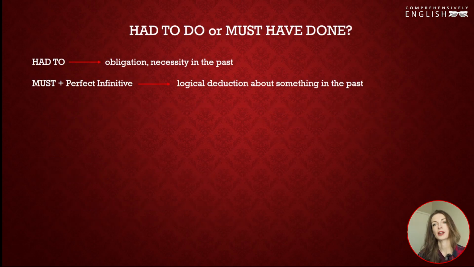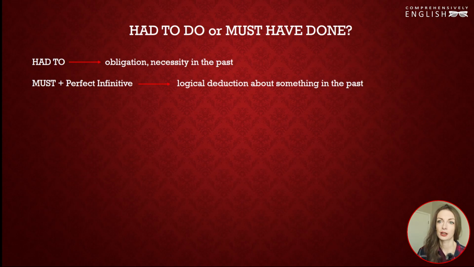Had to or must have done. Now let's see what is the difference between using have to in the past and using must plus have plus past participle in the past. Had to expresses obligation, necessity in the past, which is very logical. Have to expresses them in the present, had to expresses them in the past and is used instead of must, because must is not used in the past. Must plus have plus past participle, the perfect infinitive, expresses logical deduction about something in the past, as we have already seen in our examples.